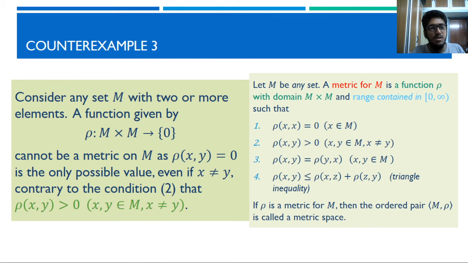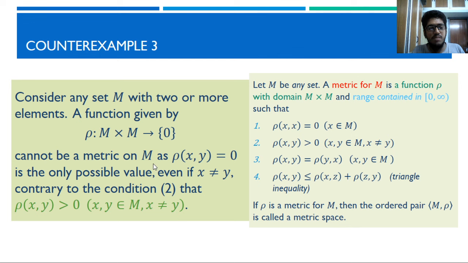Now, third counterexample. Consider any set M with 2 or more elements. I'm giving a small condition here: M should have 2 or more elements. A function given by rho from M cross M to the set {0} cannot be a metric. But notice that our first condition is satisfied. The domain is M cross M, and the range is contained in the closed interval 0, infinity. The range is the singleton 0, which is contained in the closed interval 0, infinity.